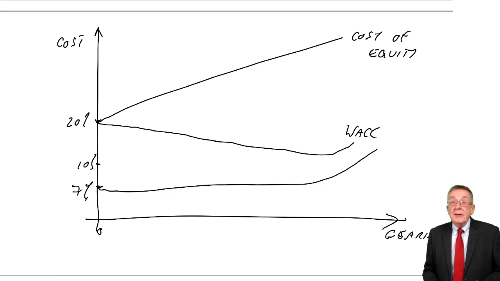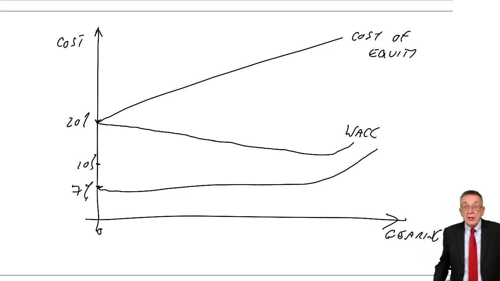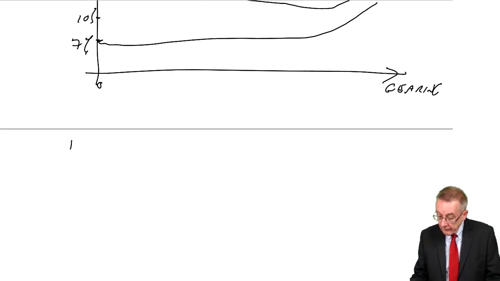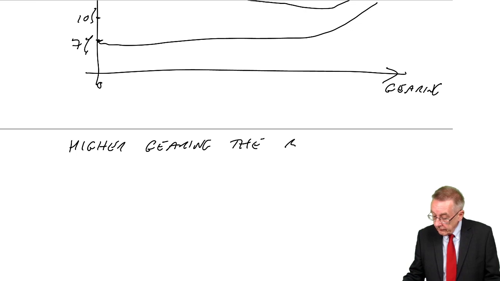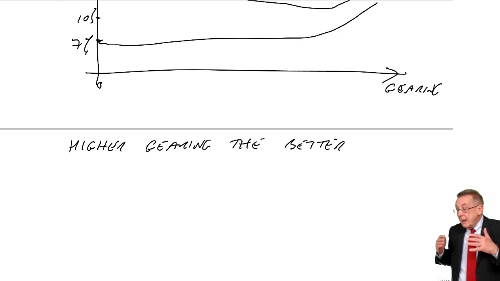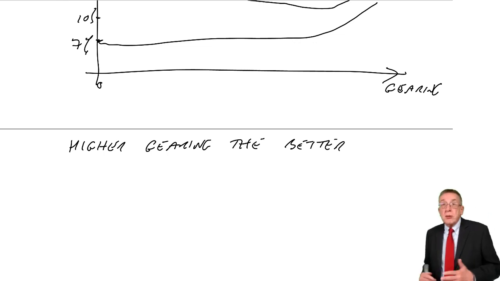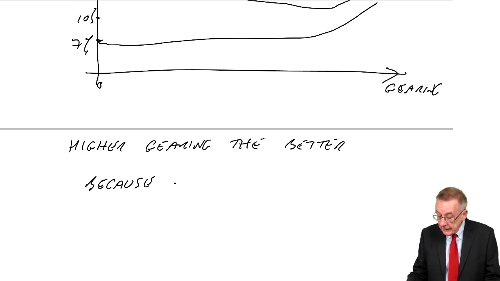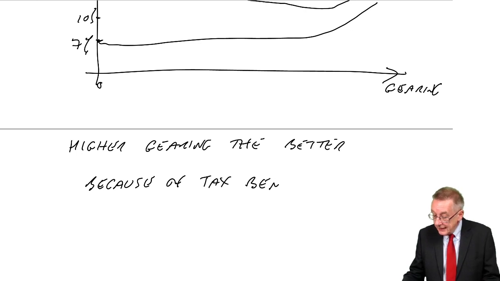And so what's the implication of that? The implication, surely, is that any company wants to borrow in the cheapest possible way. The company should raise as much debt as possible. The higher gearing, the better. But for one reason and one reason only, the only thing that makes debt finance preferable to equity finance is because of the tax relief, or the tax benefit, on debt interest.